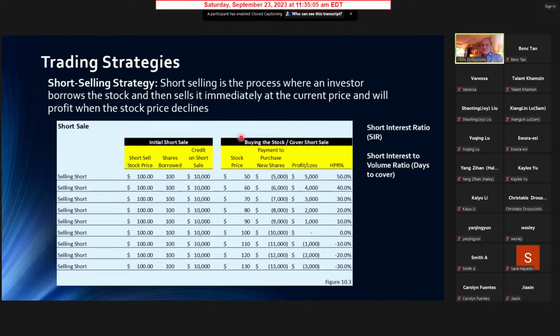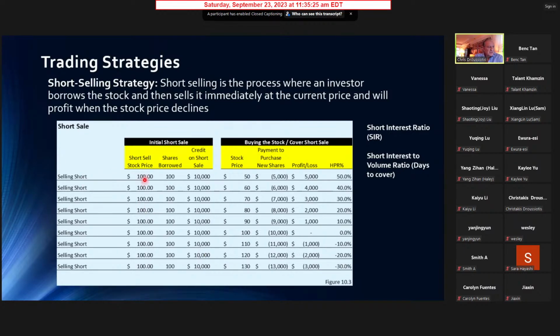And you're hoping the stock goes down so you can buy the stock at a lower price. And then you hand back the actual stock. And then hopefully you made money because of the difference. This table here will show you some examples.